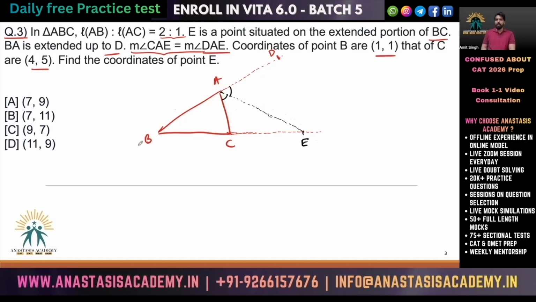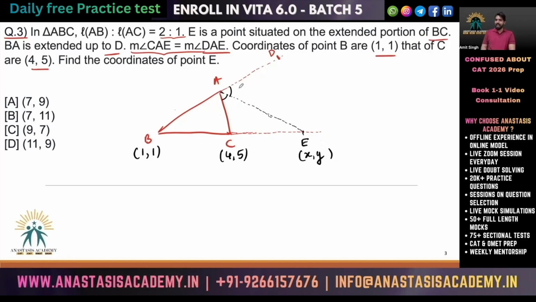Okay, the coordinates of point B are (1, 1). The coordinates of point C are (4, 5). I need to find the coordinates of E. I'm assuming them to be (X, Y), correct? Now, this question relates coordinate geometry with the external angle bisector.